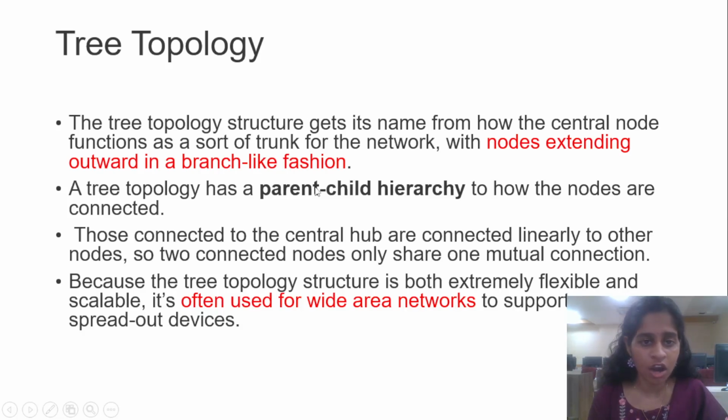Again, this is another way of arranging the network where different nodes are linked together. Another way of arrangement is by using tree topology, where we have a branch-like fashion, or we can say a parent-child hierarchy.